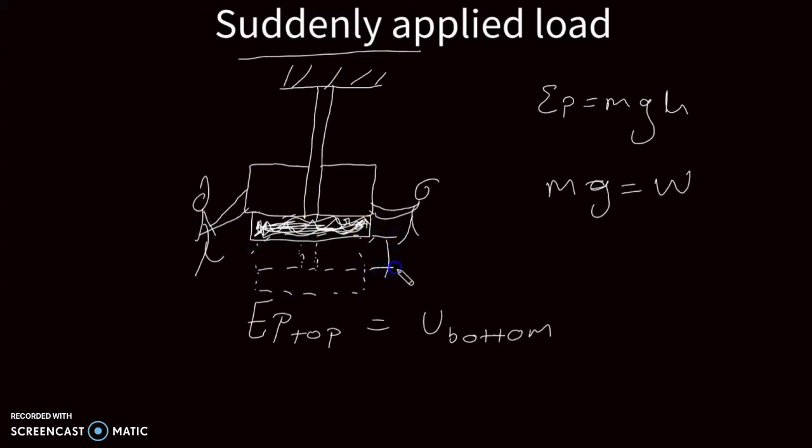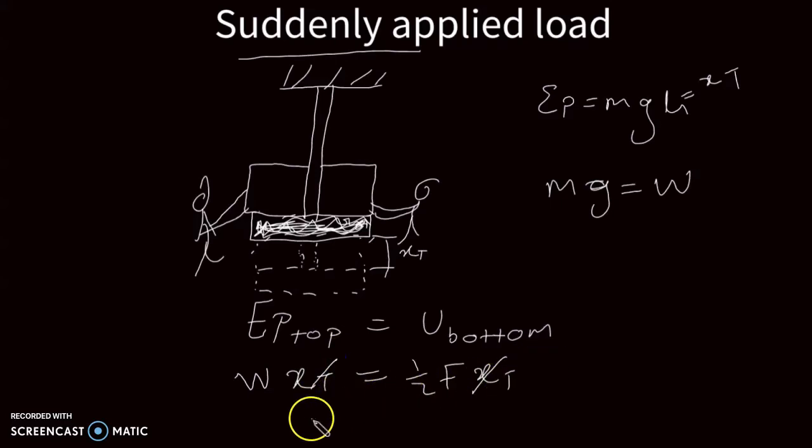Then this will be our change in length, which will be this height. Therefore, here we are going to have what? Weight times xt as our potential energy. And we know this is equal to what? Half force times total change in length. This and this will cancel out. Then we are going to have force being equal to 2 times the weight.